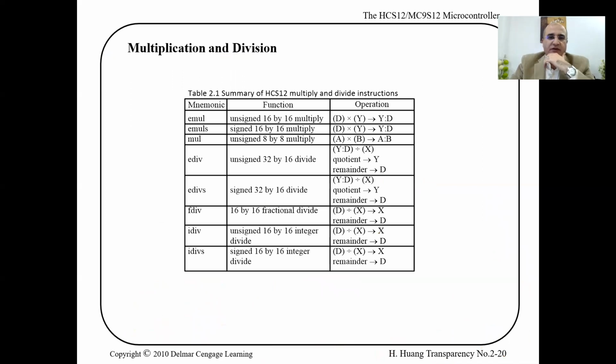Multiplication and division, we covered them. I covered them in the two flipped classrooms. The extended multiply multiplies two 16-bit numbers, which have to be in this register. The result is stored here, and so on. For unsigned numbers, multiplication. For signed numbers, 8-bit signed numbers multiply. Extended division, 32 by 16 for unsigned, for signed. Fractional division, unsigned, integer division, signed, 16 by 16 division.